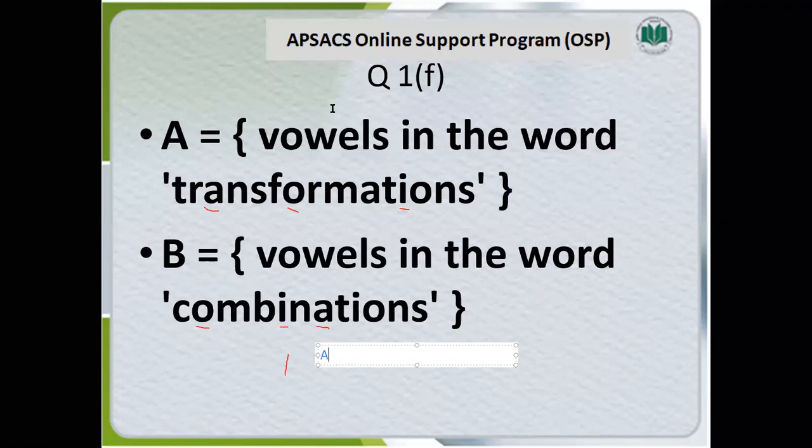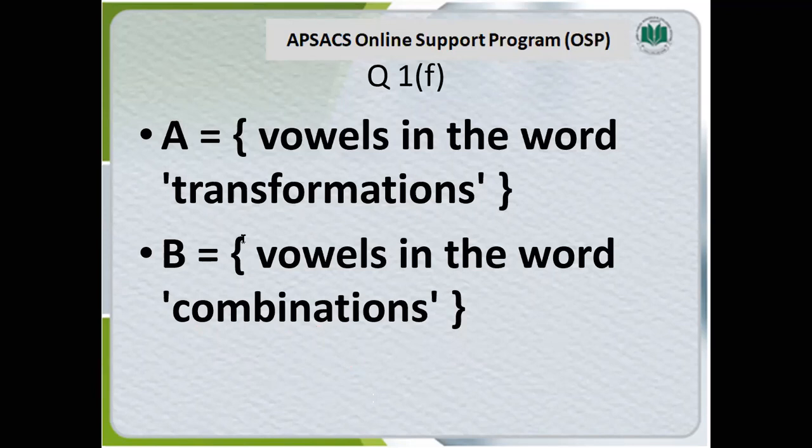A is a subset of B and B is a subset of A. Both are correct because both have the same elements. Clear to all? A is subset of B and B is subset of A.